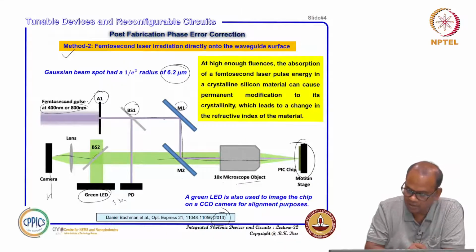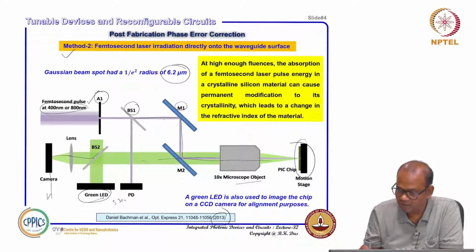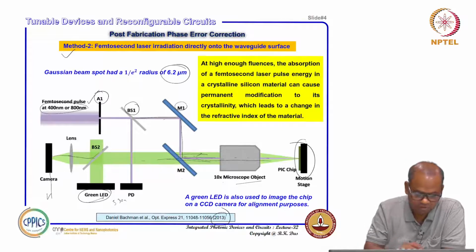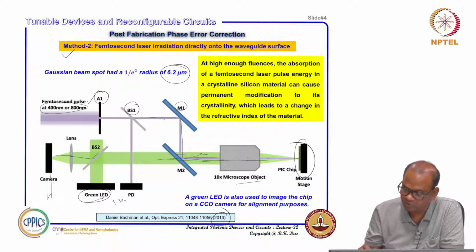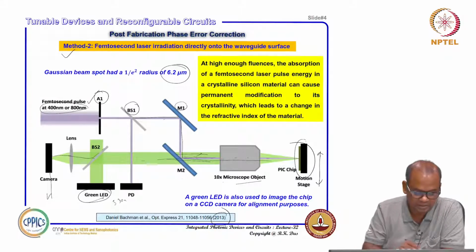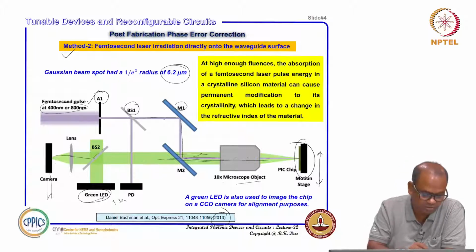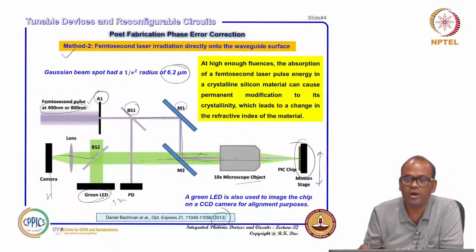This camera, using the green LED, sees where the spot is, because you know that the green LED light and the femtosecond laser light are in line. So if you change the position in this direction, you can ensure that the femtosecond laser position and what you see through the camera are at the same point.